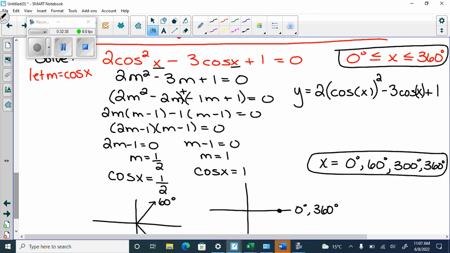When you press window, please go to your window now and make your domain be between 0 and 360. So your x min needs to be 0 and your x max needs to be 360. And why would I do that? Well, look what this domain is, between 0 and 360. So your x minimum is 0 and your x maximum is 360. Then press graph. How many times does it cross the x-axis?